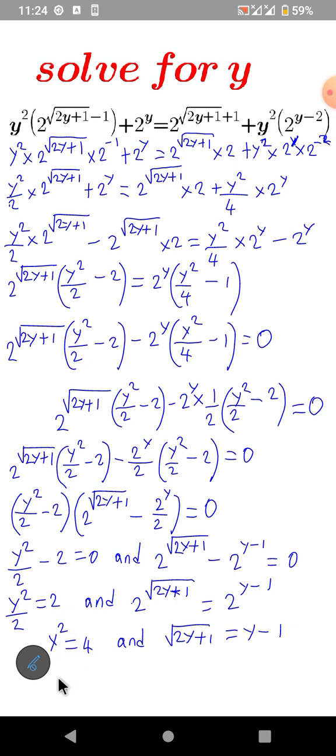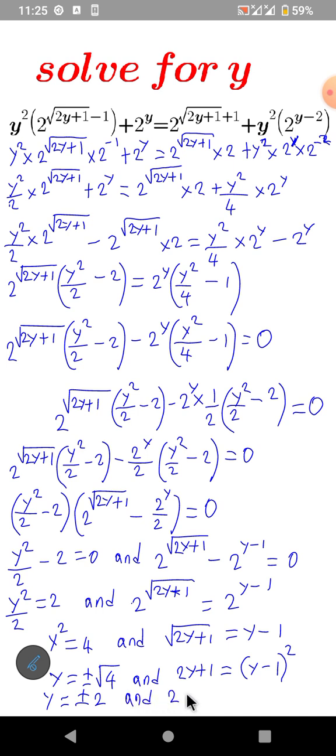Then from here now I can see that, take the square root of both sides, y is equal to plus or minus the square root of 4. And now in this other part here, I'm going to square both sides to remove this square root sign. So when I square both sides, we now have 2y plus 1 equal to y minus 1 square. So we continue, we say y is now equal to, from here, plus or minus 2. Square root of 4 is what? 2.